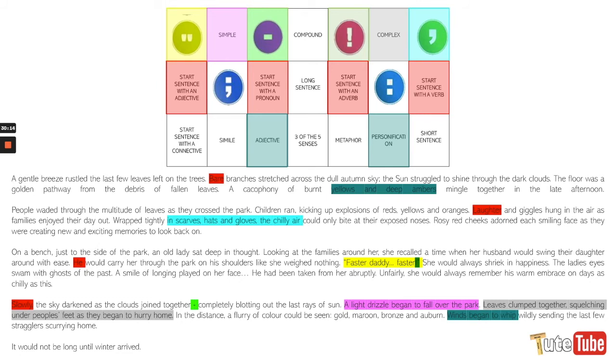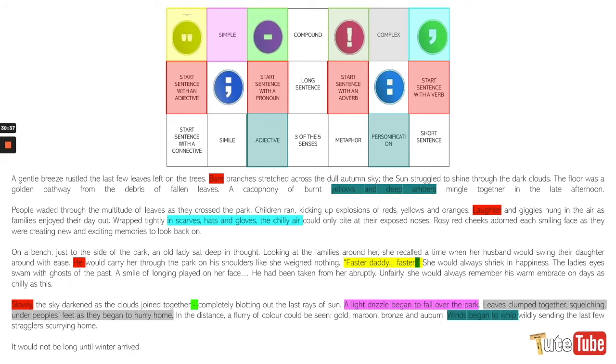I used a dash. "Yellows and deep ambers." Those are adjectives within my sentence. "Scarves, hats, and gloves," I've used commas to make a list. "Faster, Daddy, faster," I've used dialogue, and I've also used an exclamation mark.